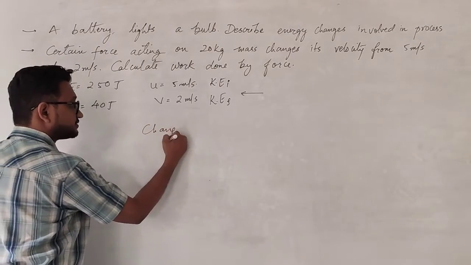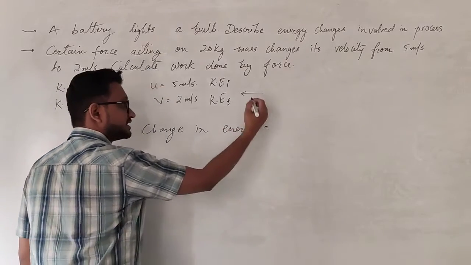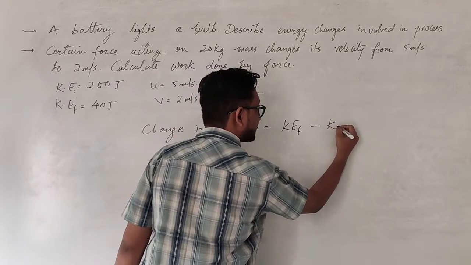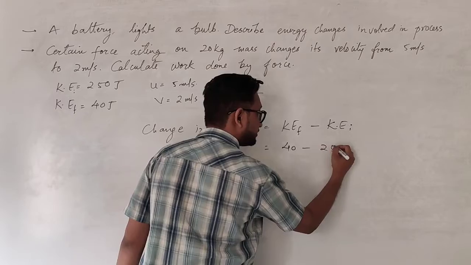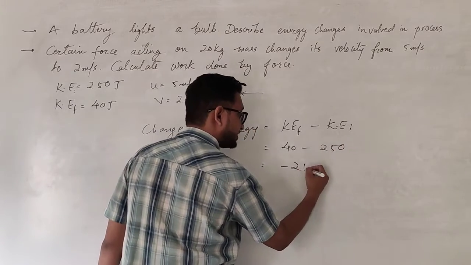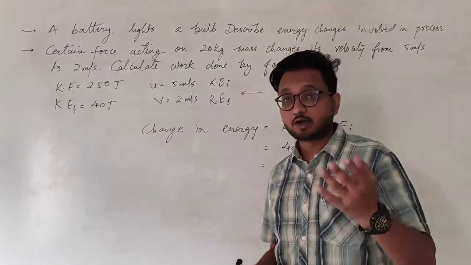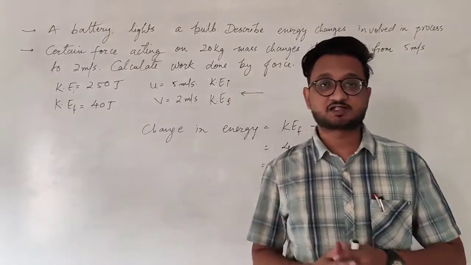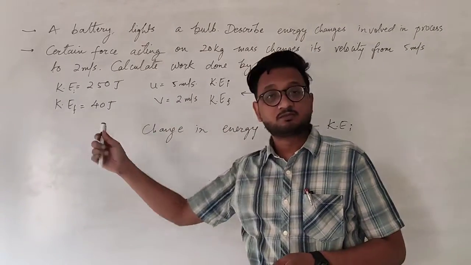Change in energy is equal to kinetic energy final minus kinetic energy initial. So it becomes 40 minus 250. So the remaining is minus 210 joules. So this much amount of energy has been lost, or you can say this much amount of work was done in the opposite direction to reduce the velocity from 5 to 2.